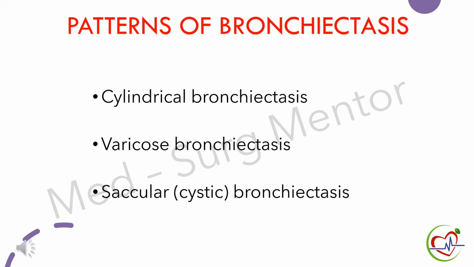Next is patterns of bronchiectasis. There are mainly three patterns, and they are cylindrical, varicose, and saccular bronchiectasis. Cylindrical bronchiectasis means involved bronchi appear uniformly dilated like a cylinder. But in varicose bronchiectasis, affected bronchi have an irregular or beaded pattern of dilation resembling varicose veins. Saccular bronchiectasis have a ballooned appearance of bronchi at the periphery ending in blind sacs.